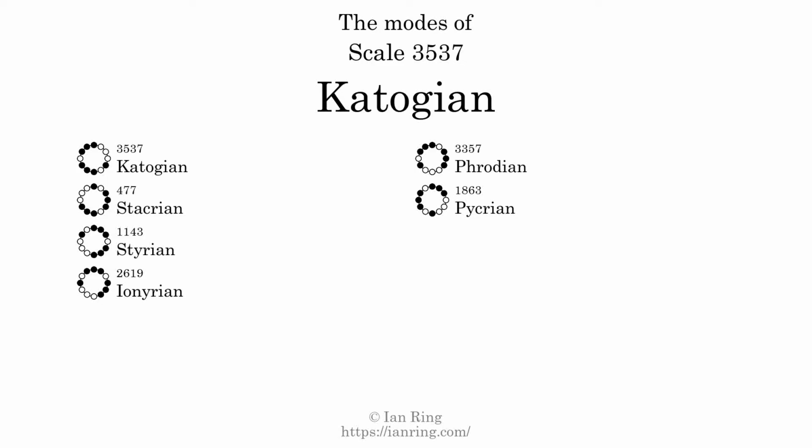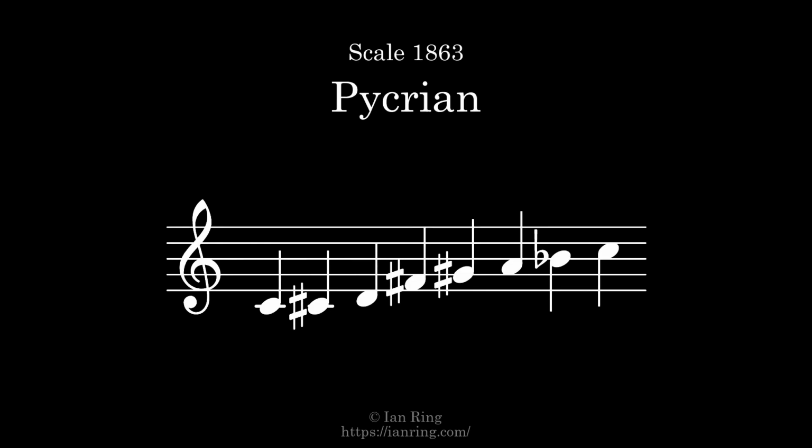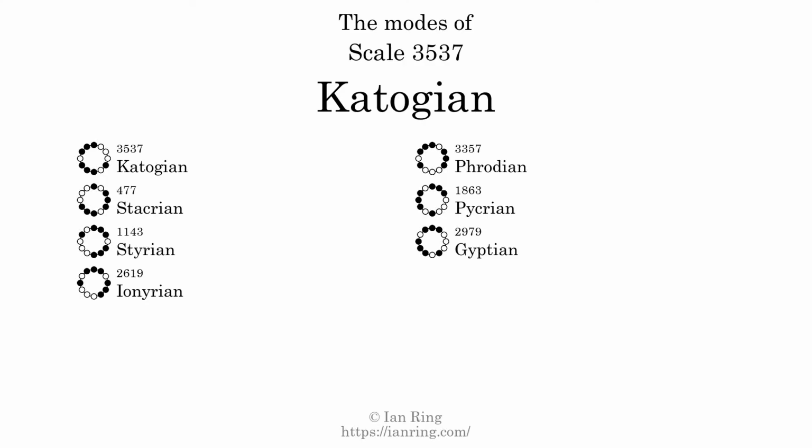The sixth mode is scale 1863, also known as Picrian. It sounds like this. The seventh and last mode is scale 2979, also known as Egyptian. It sounds like this.